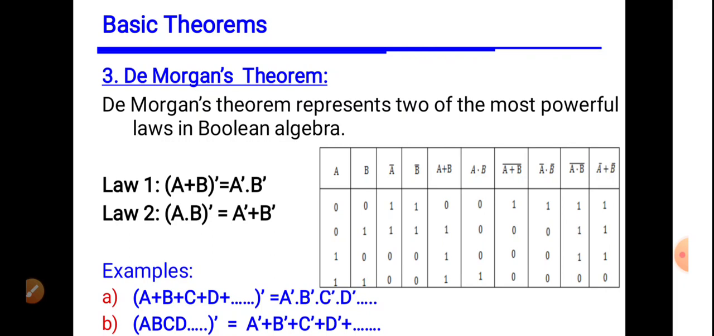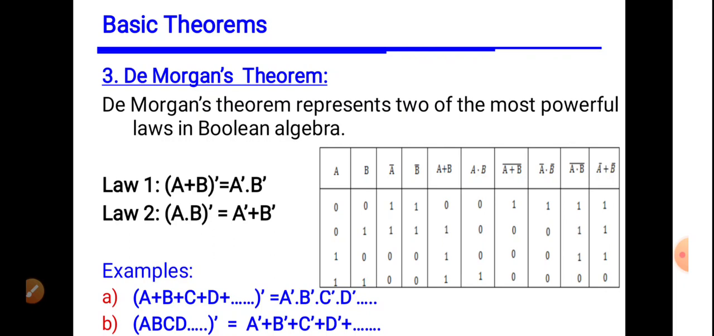Similarly, (A dot B) whole complement equals A complement plus B complement. In the same table I am going to prove both things. Here A plus B: 0 plus 0 is 0, 0 plus 1 is 1, 1 plus 0 is 1, 1 plus 1, here plus is nothing but an OR operation, so 1 OR 1 is equivalent to 1. Similarly, A dot B, which is an AND operation: 0 dot 0 is 0, 0 dot 1 is 0, 1 dot 0 is 0, 1 dot 1 is 1.